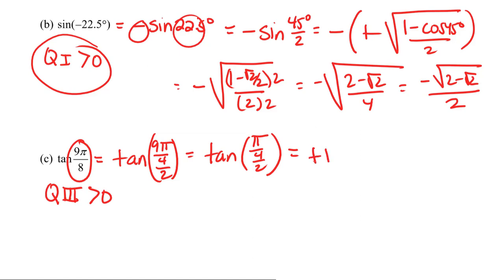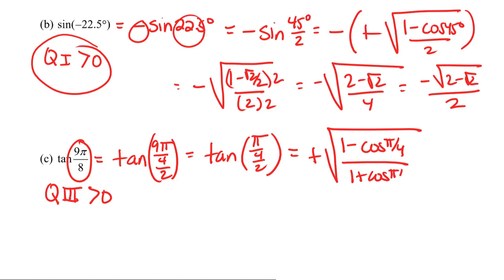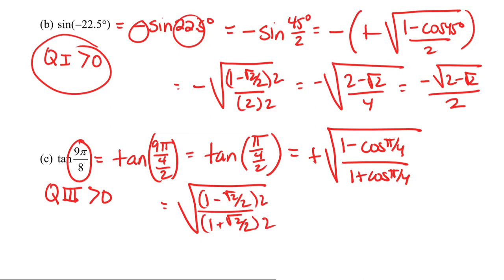So I'm going to pick the positive root, and the formula says this is going to be 1 minus the cosine of pi over 4 over 1 plus the cosine of pi over 4, which is going to be equal to 1 minus root 2 over 2 over 1 plus root 2 over 2. We'll simplify by multiplying by 2 over 2. Now I've got 2 minus the square root of 2 over 2 plus the square root of 2. I will rationalize by multiplying by the conjugate.